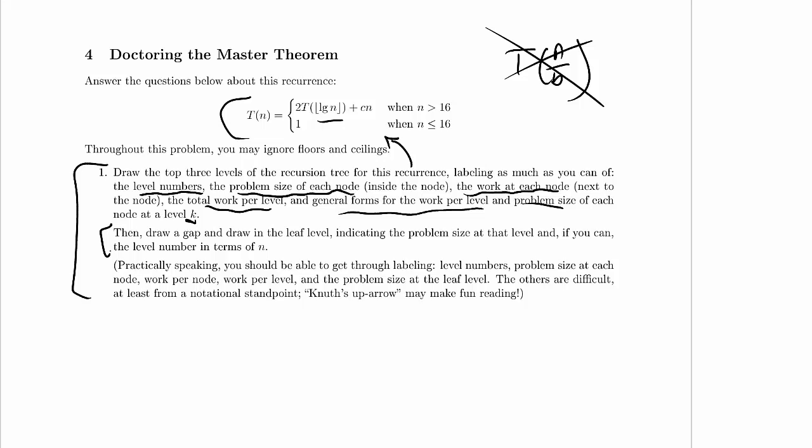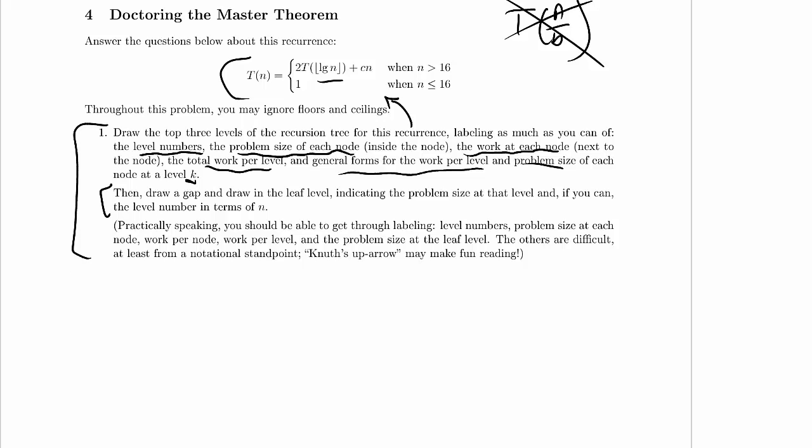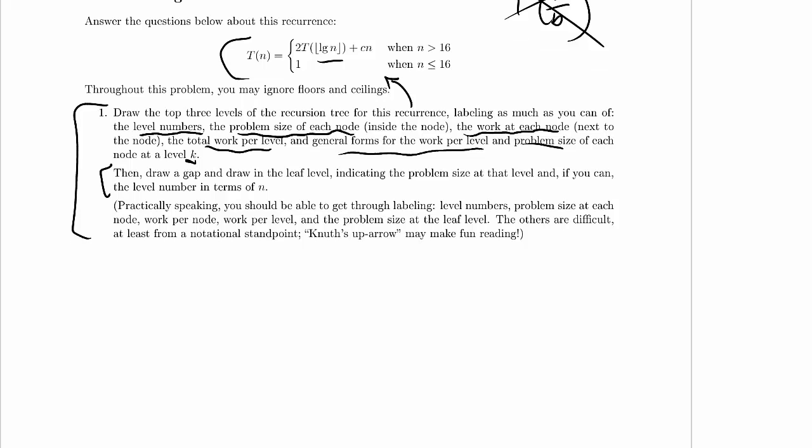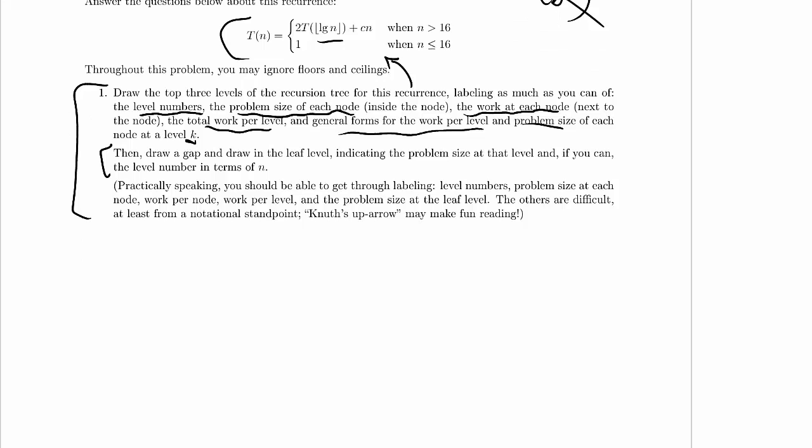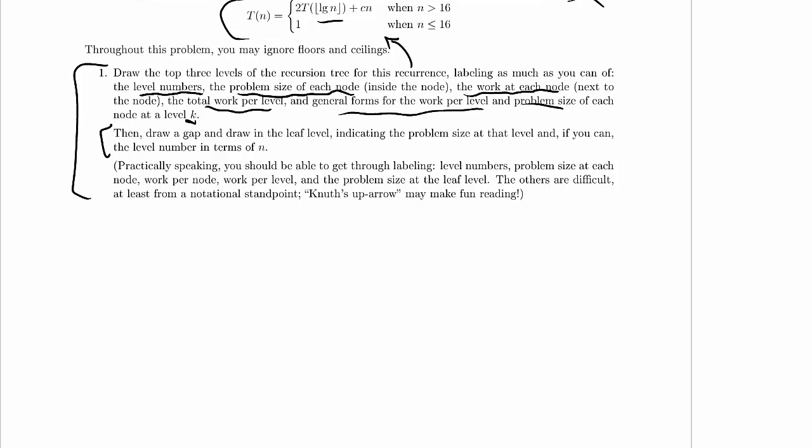It does say that we should be able to get through the labeling of the level numbers, the problem size at each node, the work per level, and the problem size at the leaf level, but that the other parts might be difficult, at least from a notational standpoint. And it says to go off and read about Knuth's up arrow. We're not going to read about Knuth's up arrow right now, but let's see how far we can get. So I'm just going to make some space so that we can discuss this. Make sure that recurrence stays on the screen.